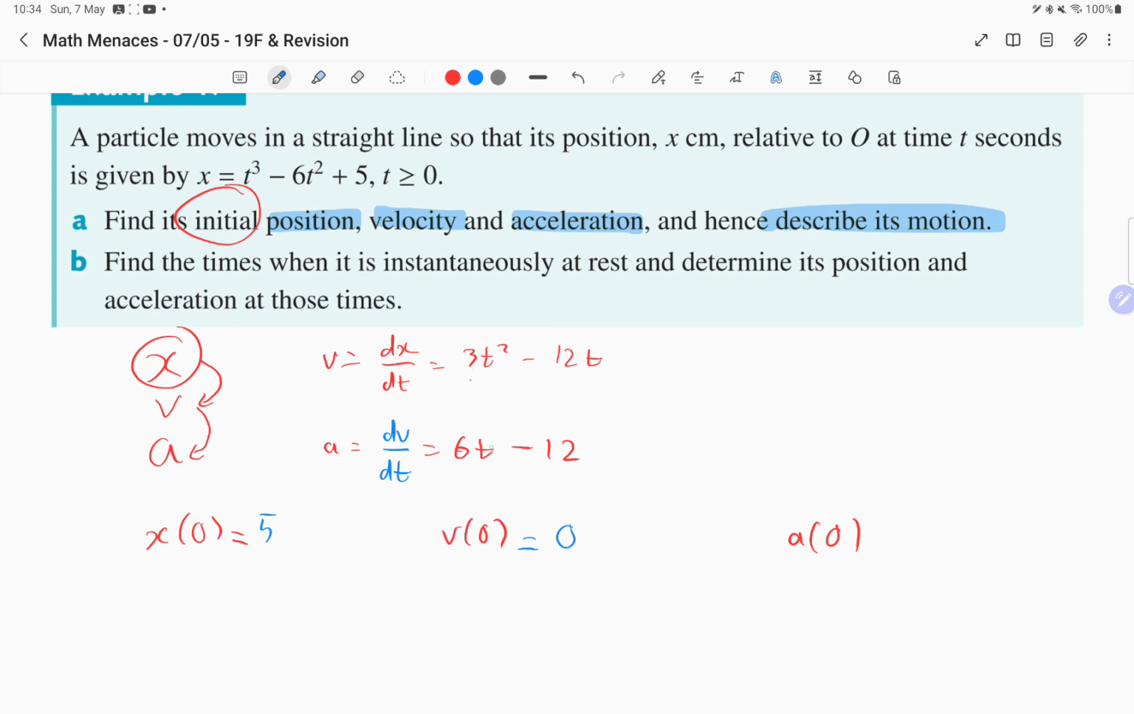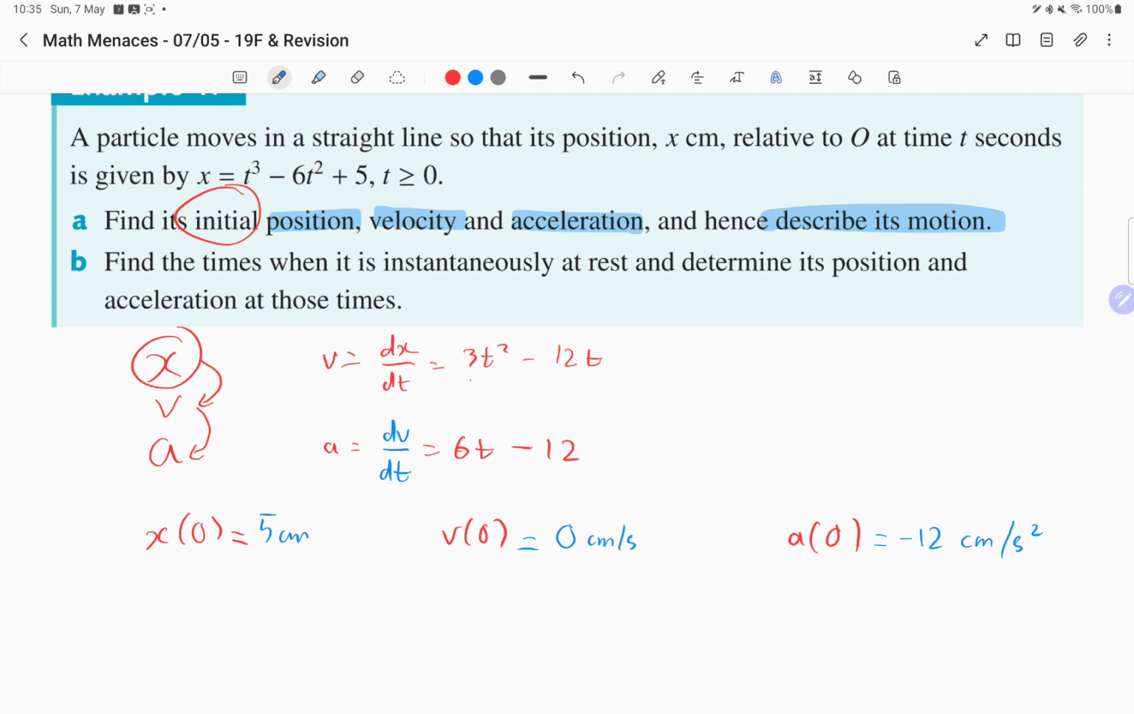And then acceleration at 0 would be minus 12. Let's put in the units. So that'll be centimeters. Velocity is centimeters per second. And acceleration is centimeters per second squared. Okay. So that's the initial position, velocity, and acceleration.